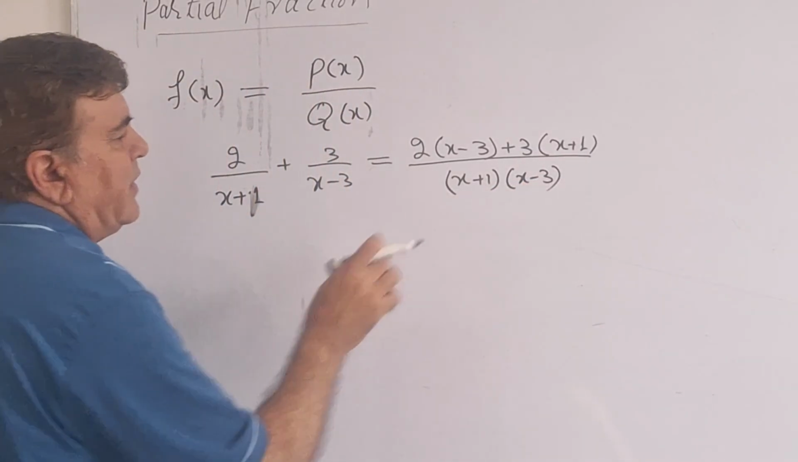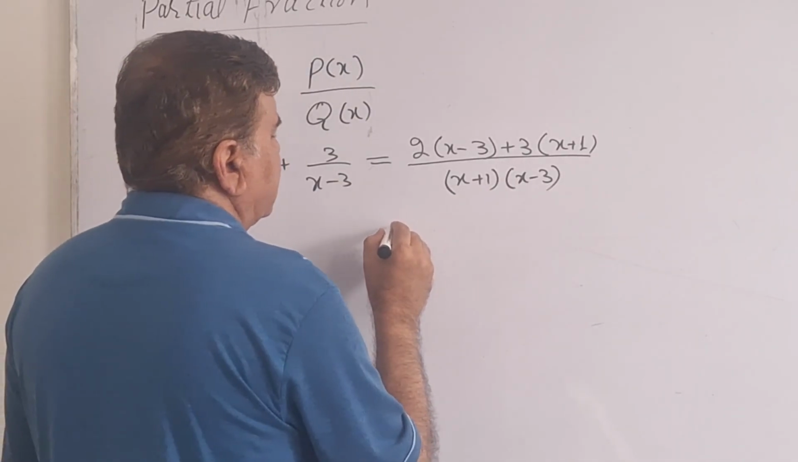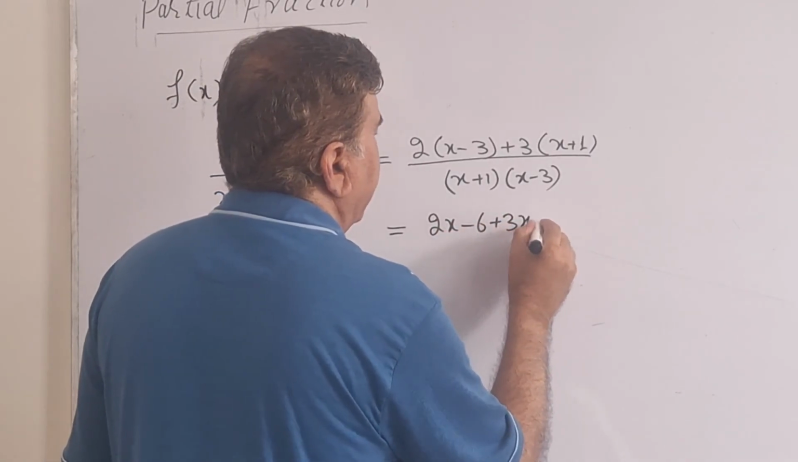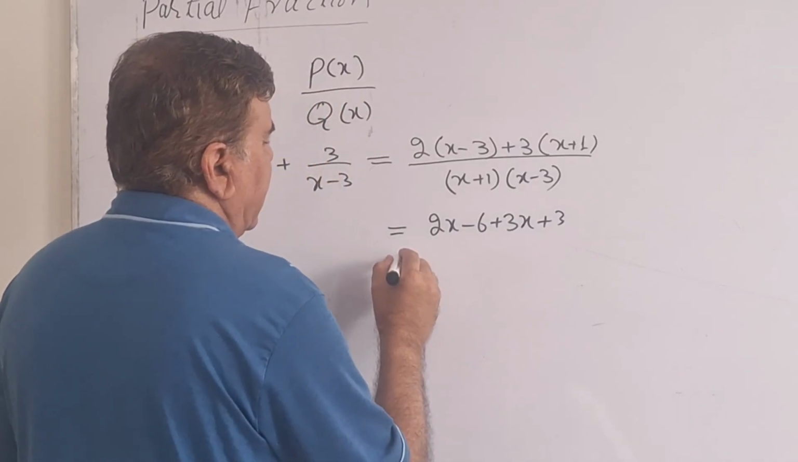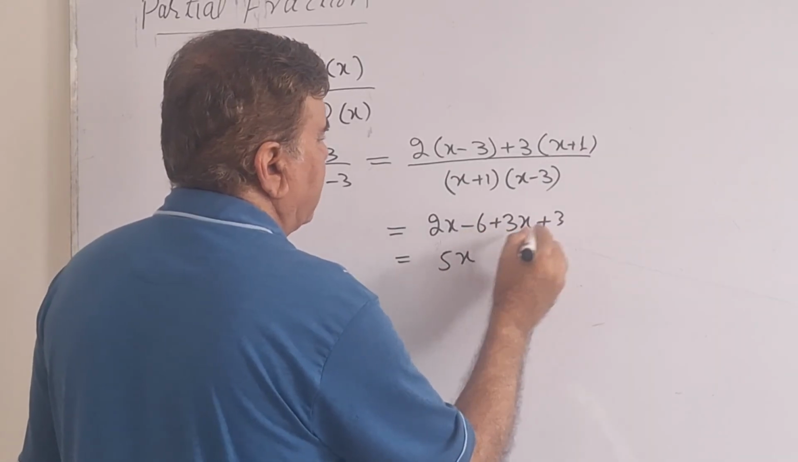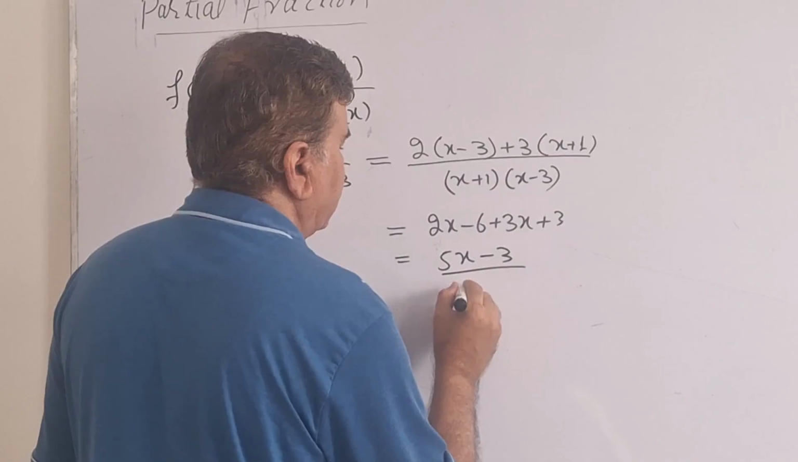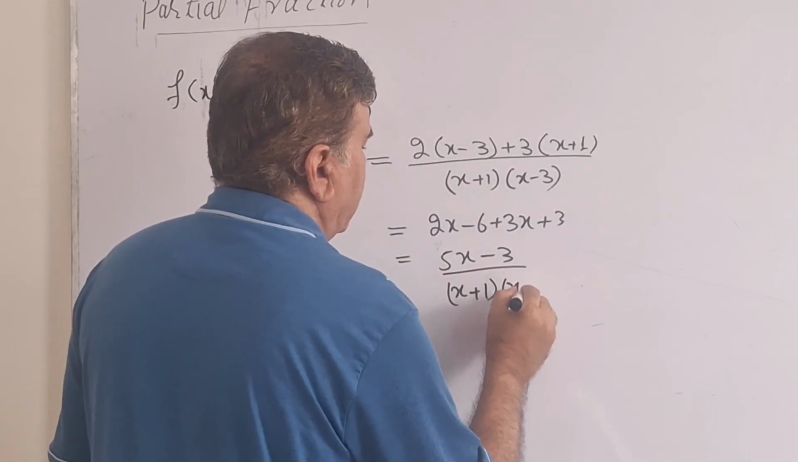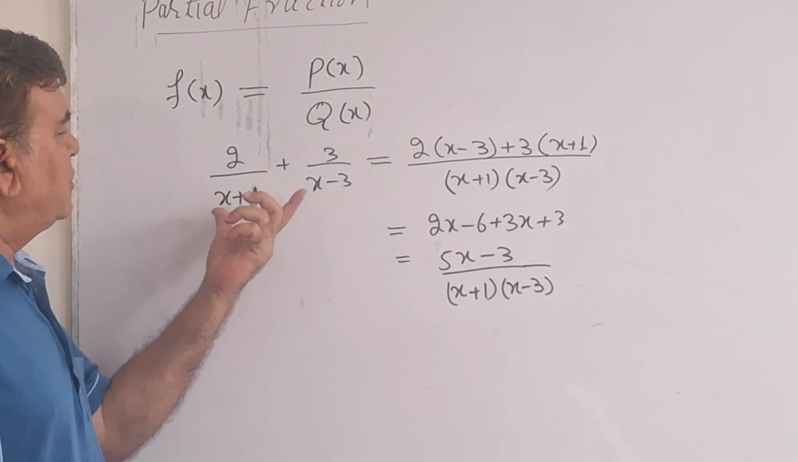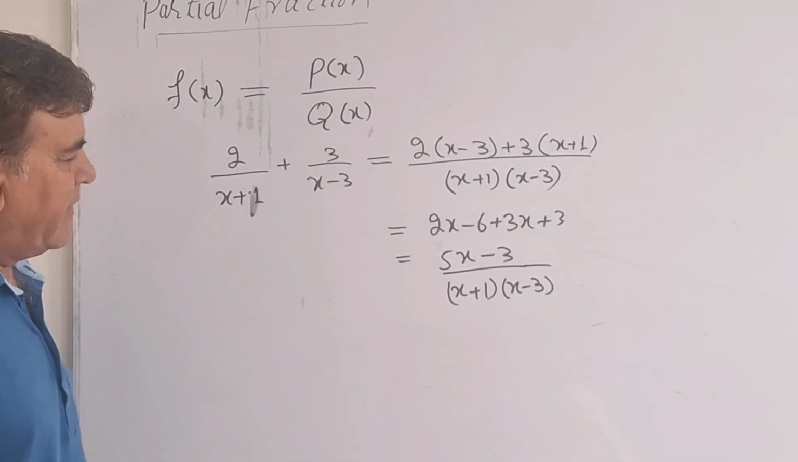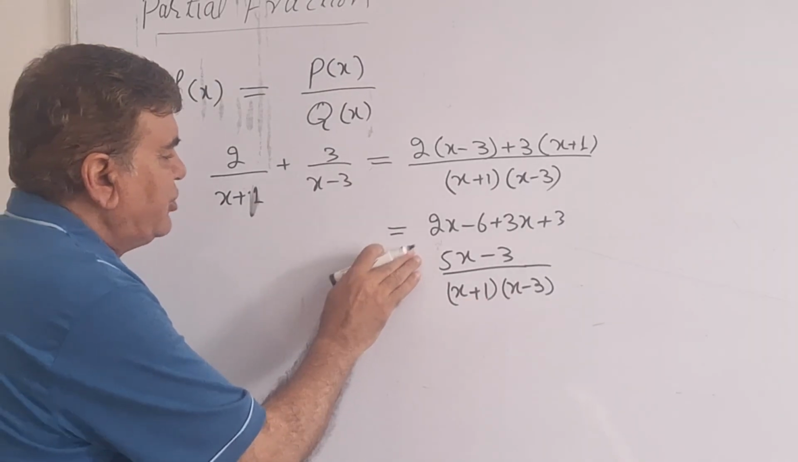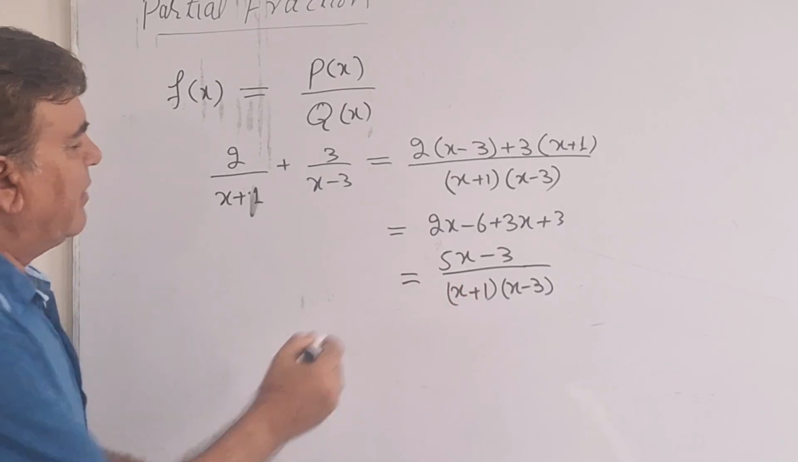That is, we consider a common divisor, and then simplifying this, we can write this as 2x minus 6 plus 3x plus 3. From this I can write 2x plus 3x equals 5x, and minus 6 plus 3 is minus 3, divided by x plus 1 into x minus 3. That is, in algebra, we try to put different fractions into a single rational function. This is really important, and we always do this.